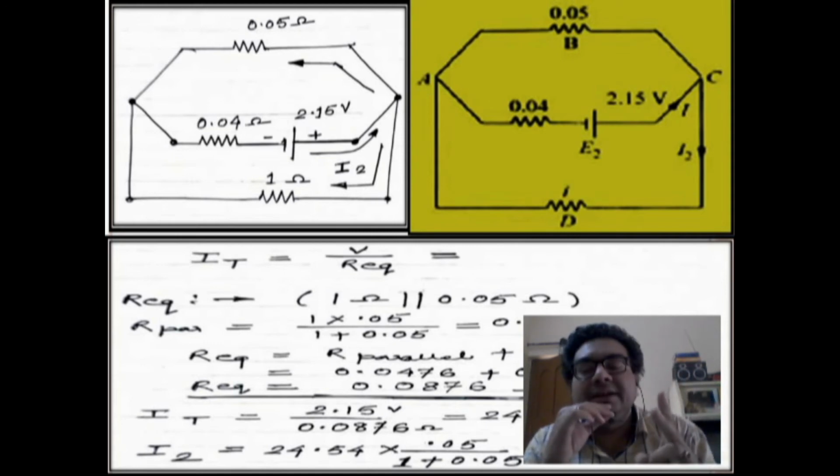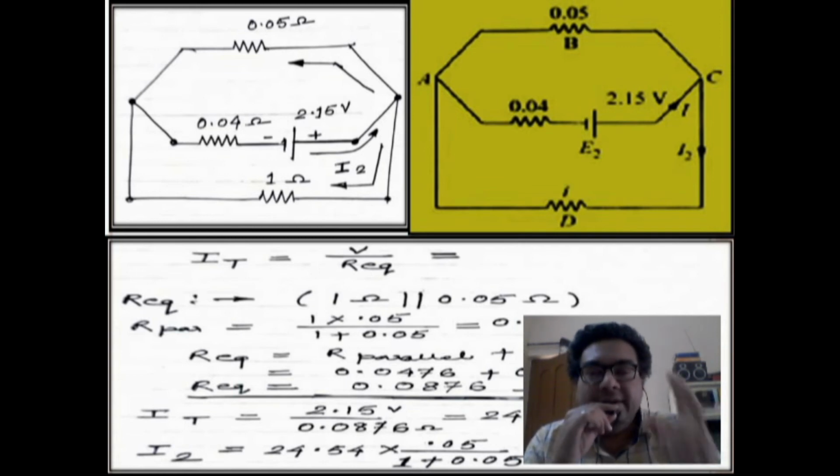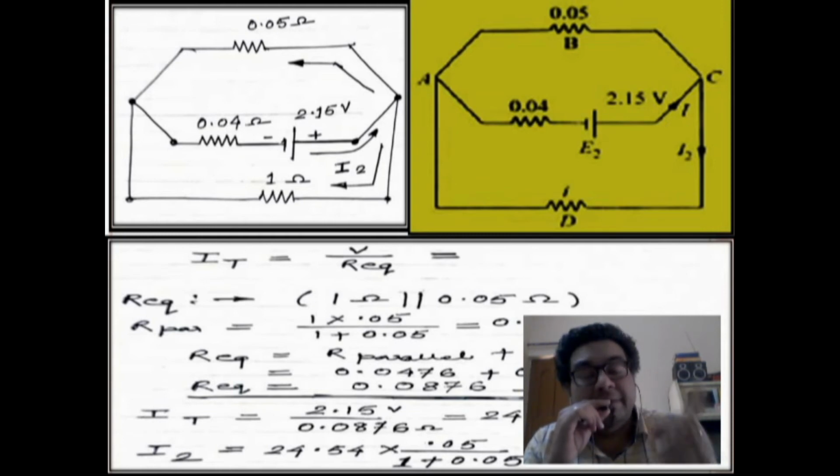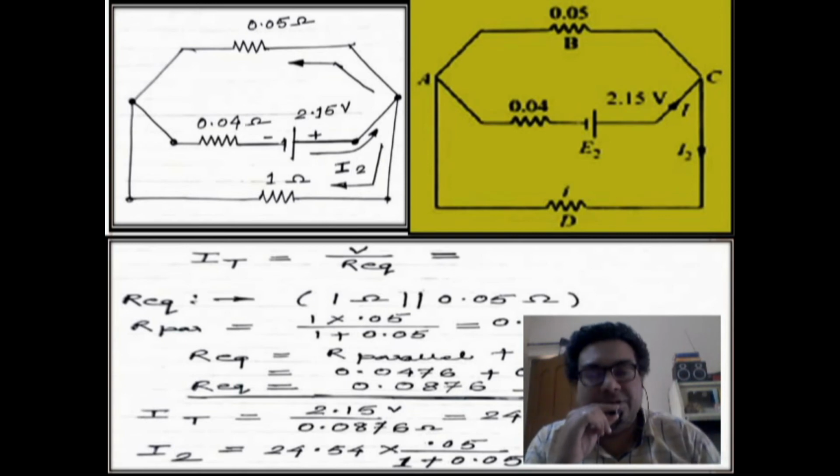If there are two circuits and the direction of current is the same, then the current values will be added. So the net current by the superposition theorem will be added, or if the direction of current is opposite in one of the circuits, it will be subtracted. Now we will see in the next slide.